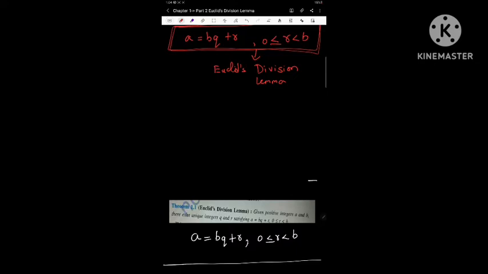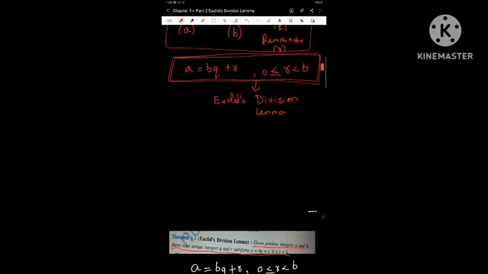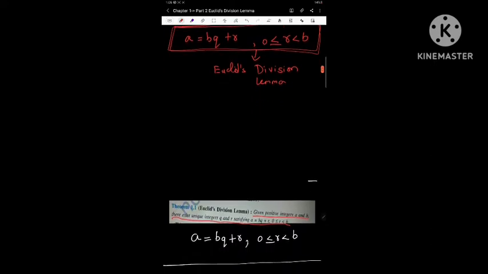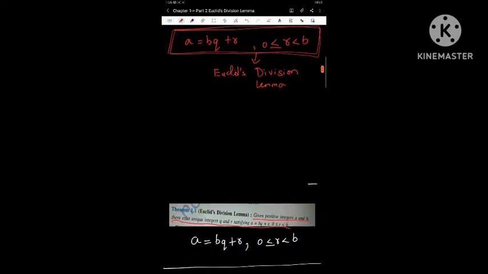Euclid's division lemma is: given positive integers a and b, there exist unique integers q and r satisfying this condition. So that is what we have written here. I hope now everyone is clear with what Euclid's division lemma is.